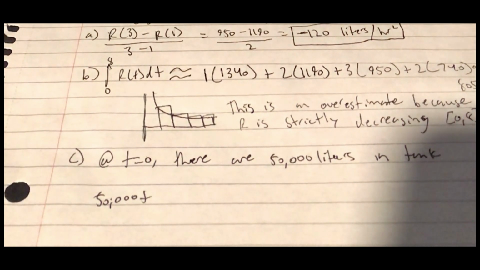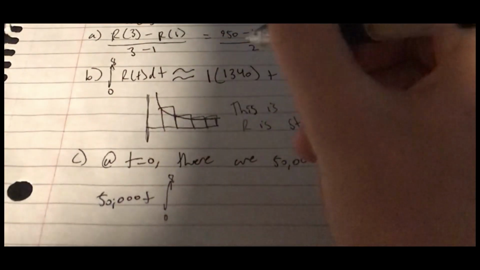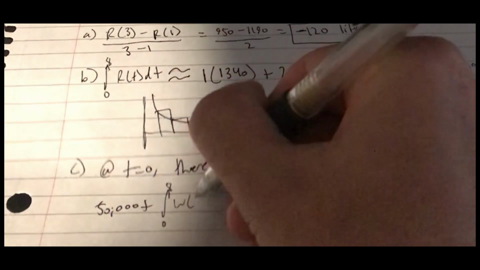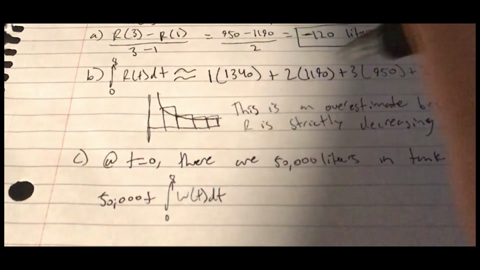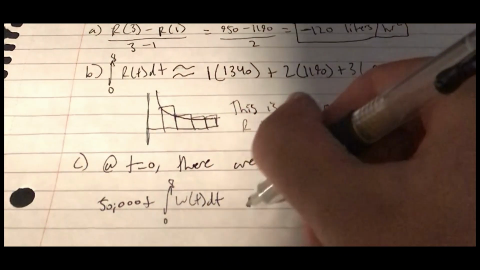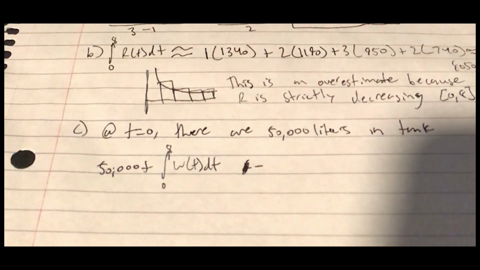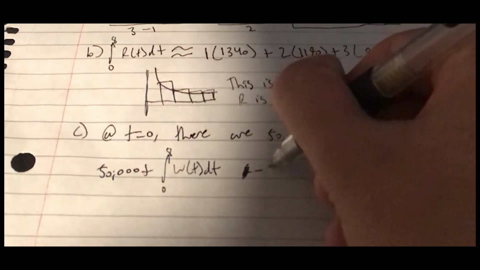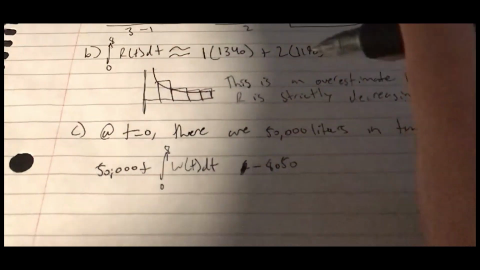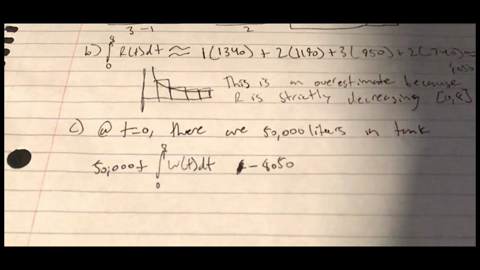So plus the integral from 0 to 8, because we need the change, which is given by the integral of W of t dt, minus, well, we just found the value is 8,050, because that's an estimate for the integral from 0 to 8 of R of t dt, which is the amount of water that's removed from time 0 to time 8.